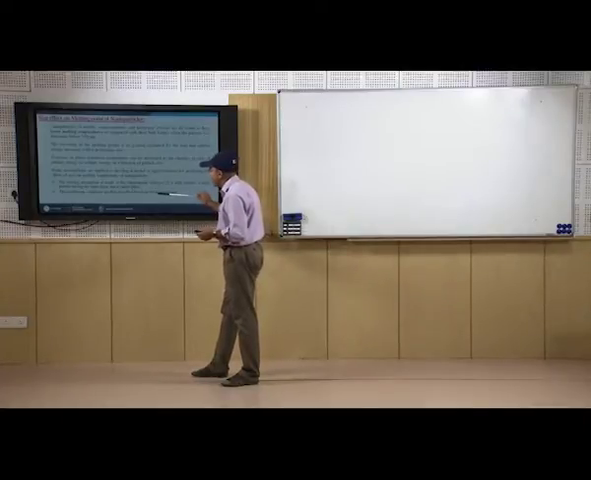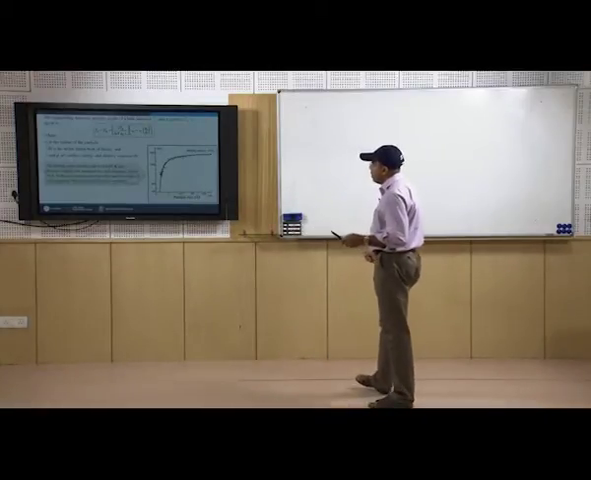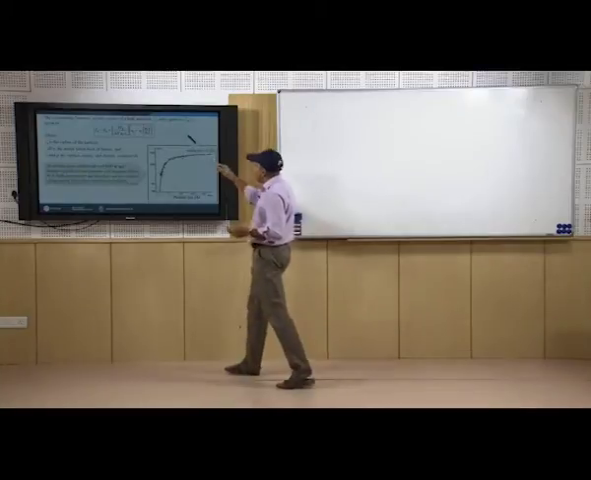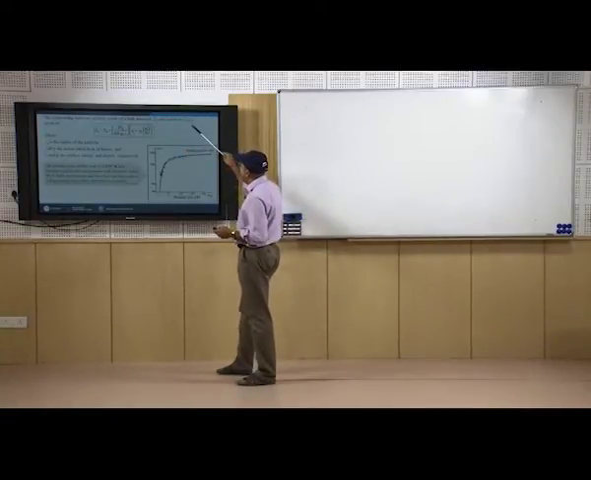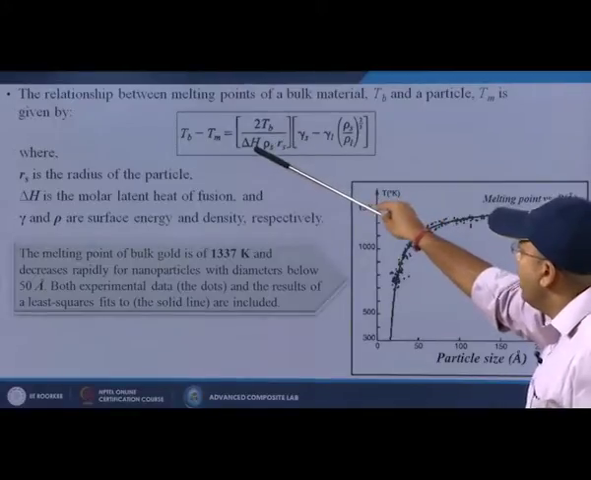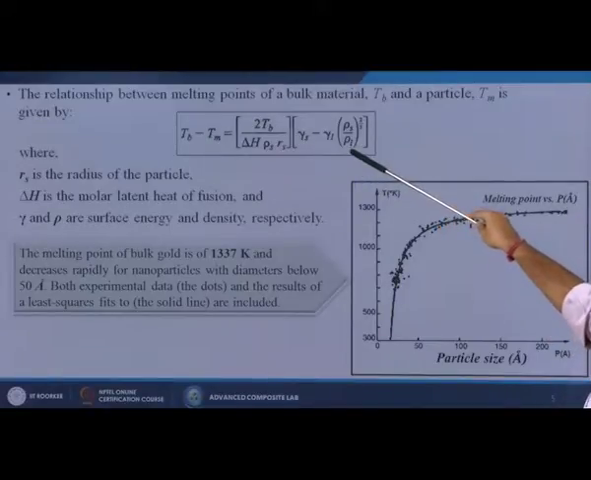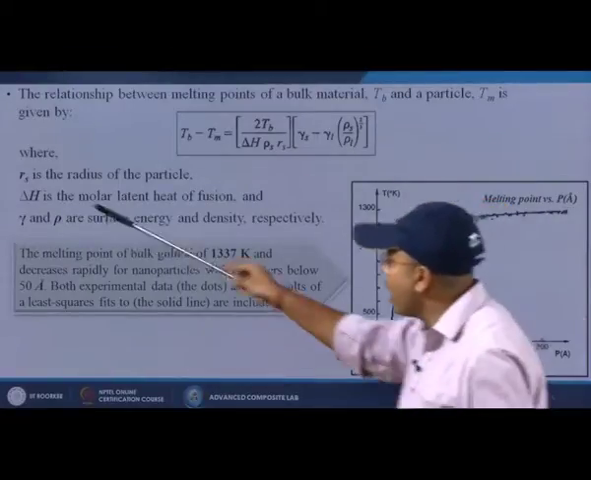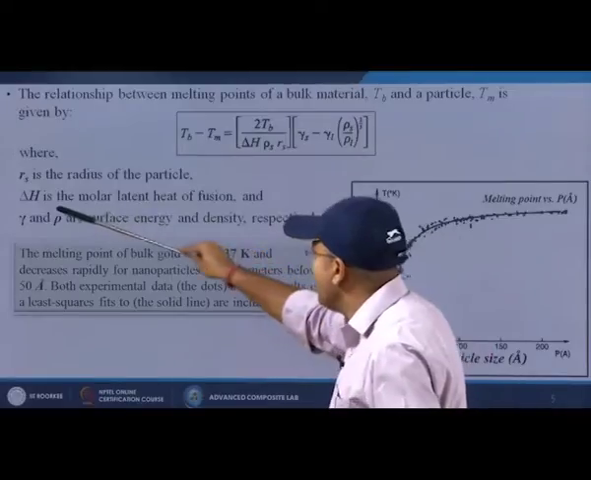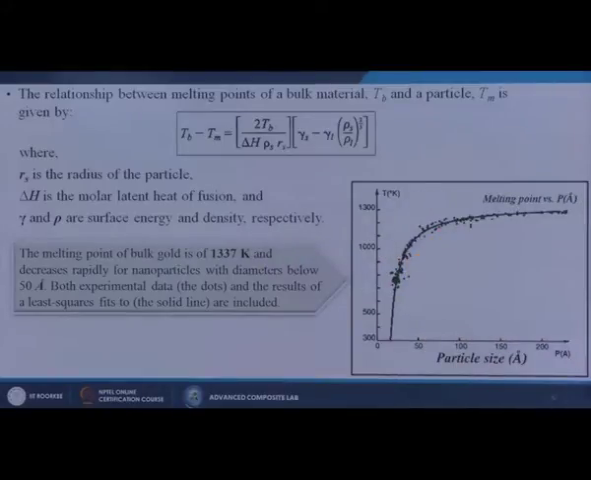The equilibrium conditions are then described based on these assumptions. So, the relationship between the melting point of a bulk material, Tb, which is nothing but the melting point of that bulk material, and the particle melting point, Tm, is given by Tb minus Tm is equal to 2 Tb by delta H rho s Rs into gamma s minus gamma L by into rho s by rho L to the power 2/3, where Rs is the radius of the particle, del H is the molar latent heat of fusion, and gamma and rho are surface energy and density respectively.